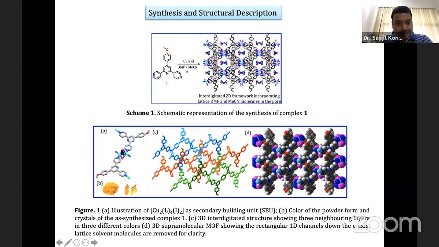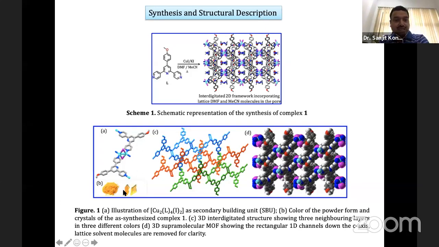These copper two centers are connected with iodide, and these two centers are connected with two ligands in two different directions, two opposite directions. These ligands are connected further with more cuprous iodide to give you a two-dimensional sheet structure. These two-dimensional sheets are interdigitated with each other. Blue is going in between the red, running through the green, and therefore it is forming a kind of three-dimensional structure.